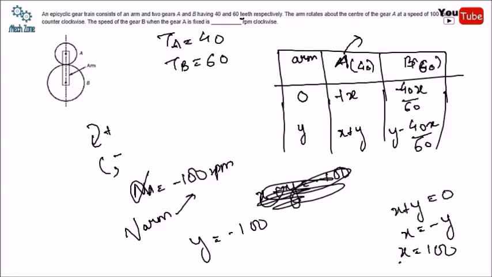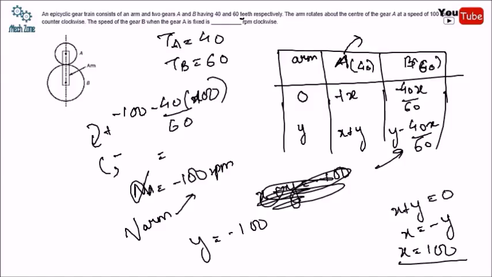If x is 100 and y is minus 100, we take this value and put it here, that is minus 100 minus 40 upon 60 into x, x being 100. When we solve this, our answer comes out to be 166.66 rpm. So the rotation of B will be 166.66 rpm clockwise.